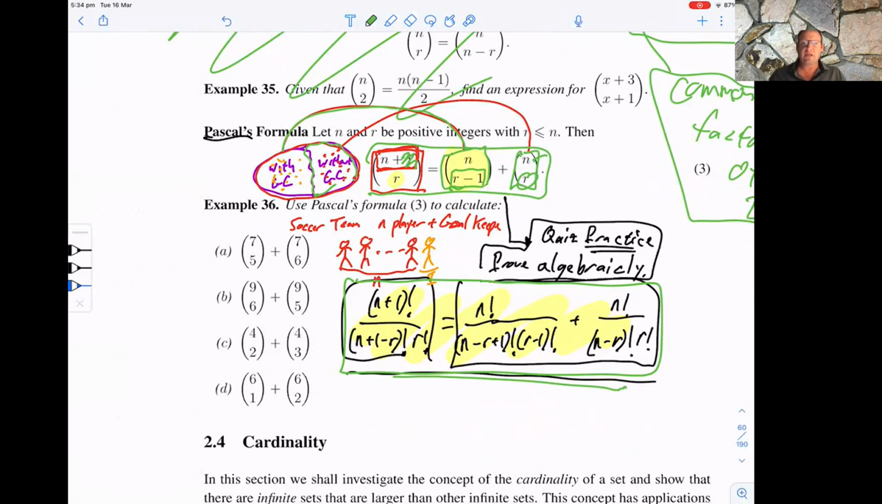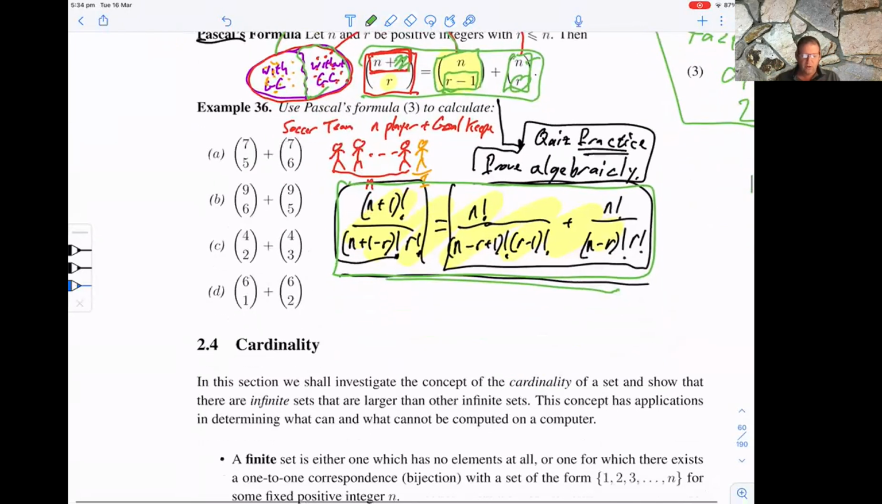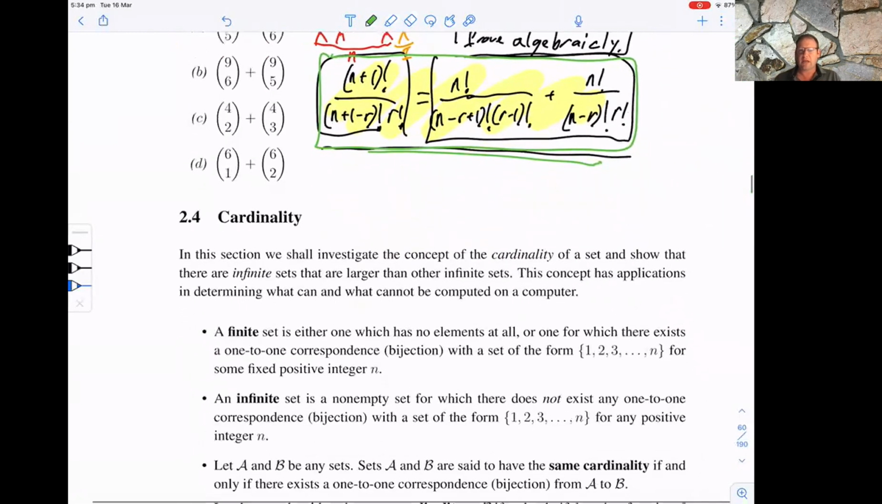Both are disjoint. You shouldn't say both are disjoint, just say, are they disjoint? Yeah, they are disjoint, because if a subset has a goalkeeper, it does not have the goalkeeper, and vice versa. All right, let's move on.